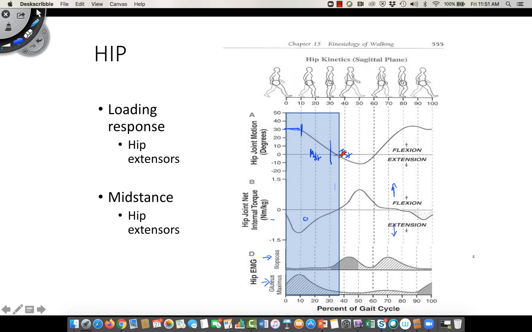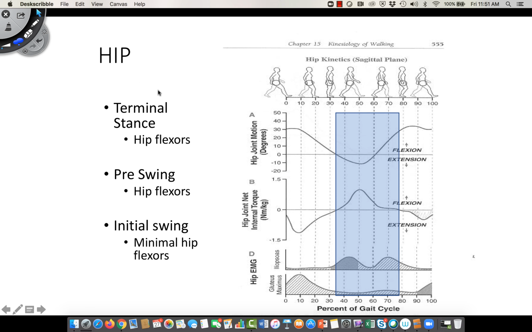Then as we get into terminal stance, our moments shift, and the EMG is also going to change. Just note this is before we get to peak hip extension. We've now shifted to just past the transition from mid stance at 30% to terminal stance, which ends here at 50%. We notice that's where it peaks.